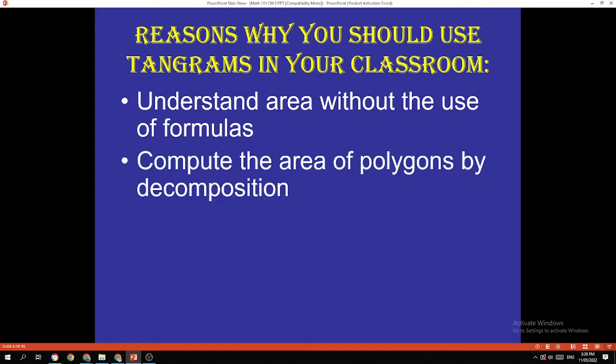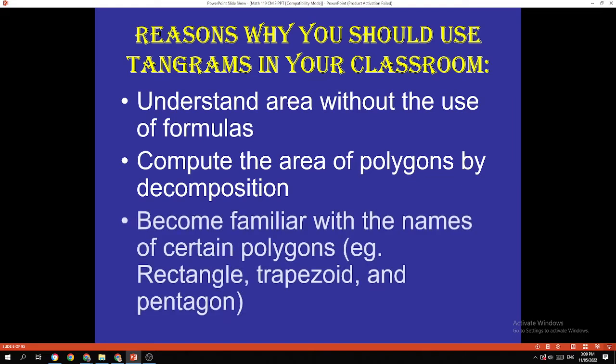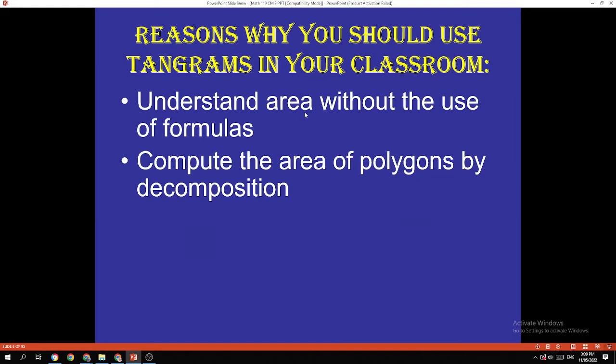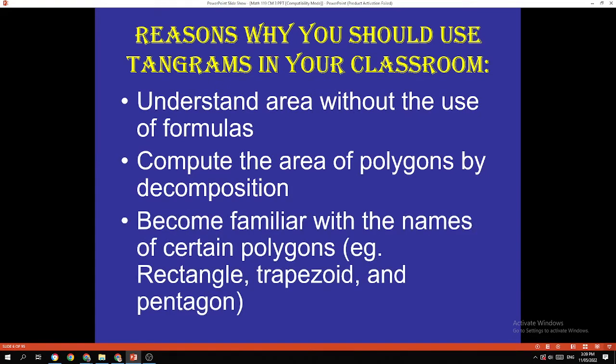Compute the area of polygons by decomposition. When I say decomposition, like for example, I have here a polygon. I will be dissecting this into triangles. I have another triangle. I have a quadrilateral, a parallelogram, a square. Then I add their areas. That is called computing the area of polygons by decomposition. And thirdly, become familiar with the names of certain polygons like a rectangle, a trapezoid, and a pentagon.